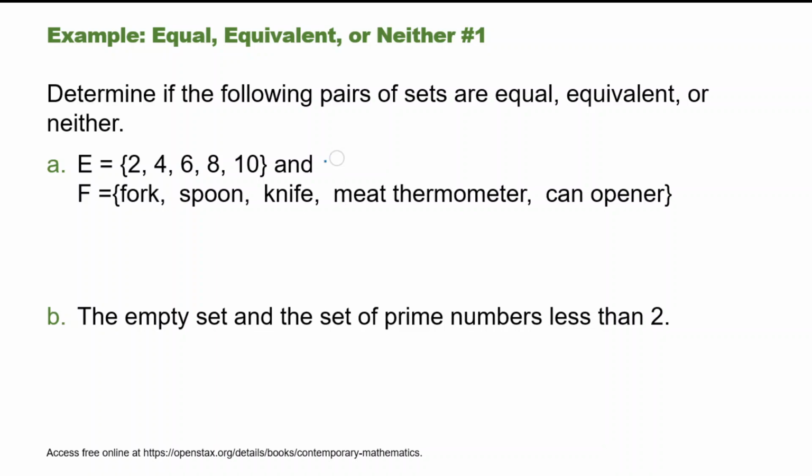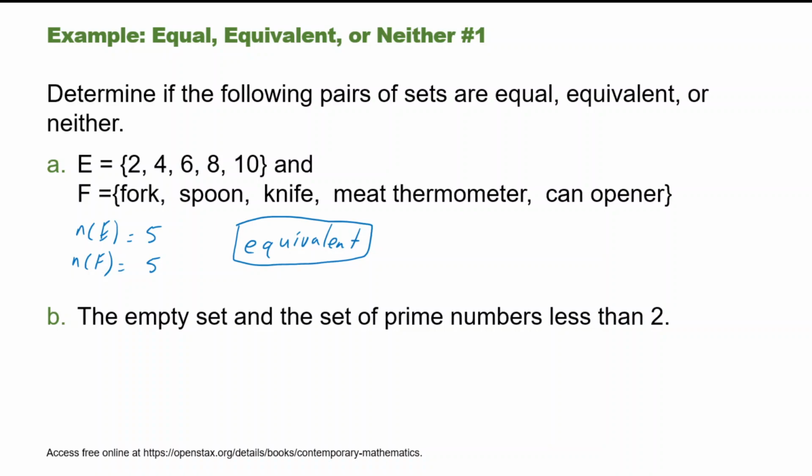So if we think of N of E, let me just move this over here. So N of E equals 5. 5 elements in the set E. N of F, well, how many things are there in that set? 1, 2, 3, 4, 5. N of E and N of F are both 5, which means that these are equivalent. They're not equal because they contain different elements, but they are equivalent because they contain the same number of elements.